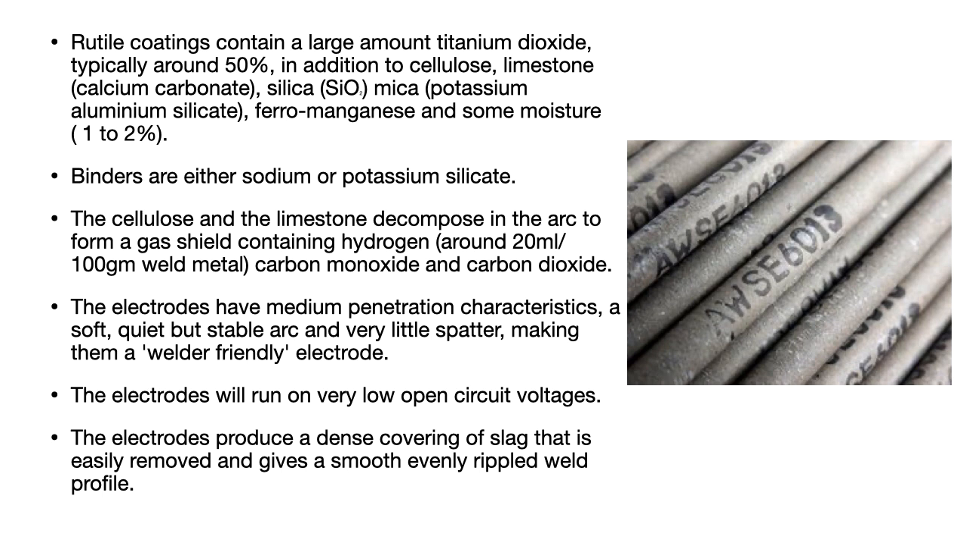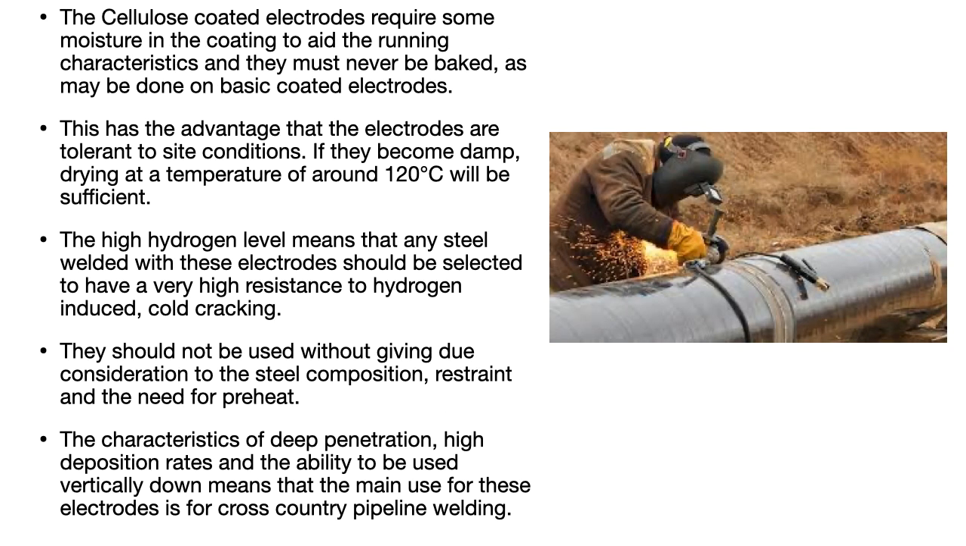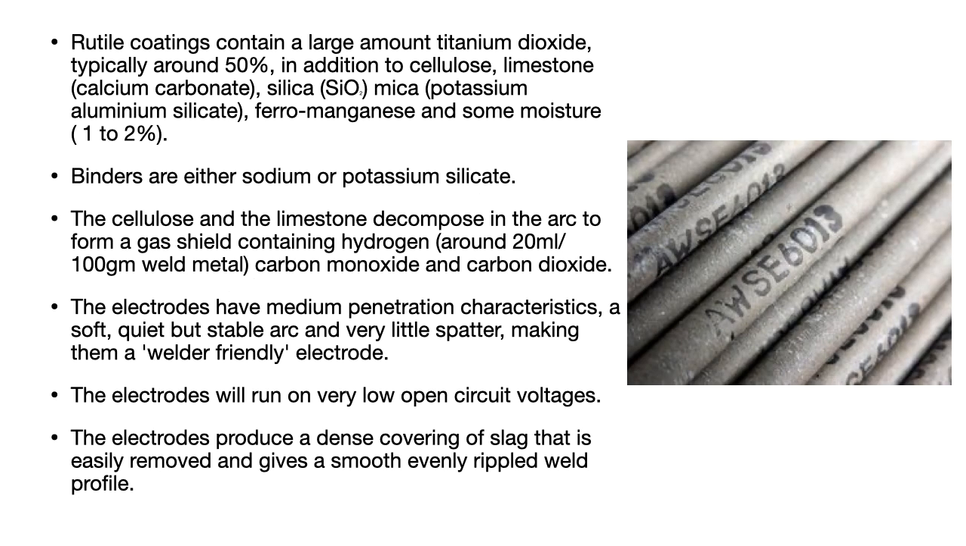So these are basically known as welder friendly electrodes. And these electrodes will run on low open circuit voltage, whereas in the case of cellulose electrodes, which I have not written here, it needs a very high open circuit voltage, like 70 volts or something like that.